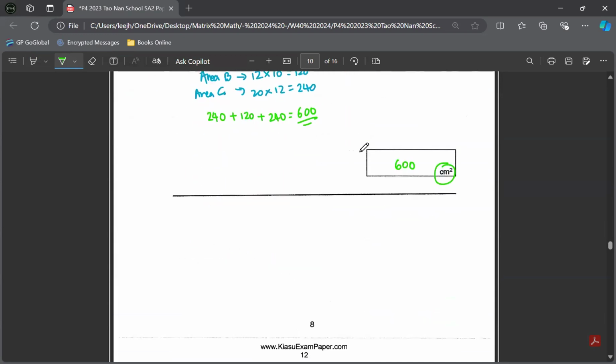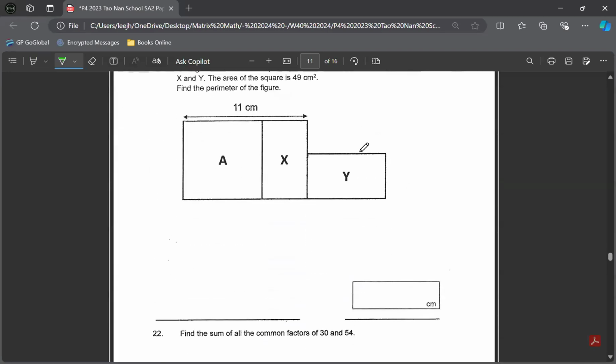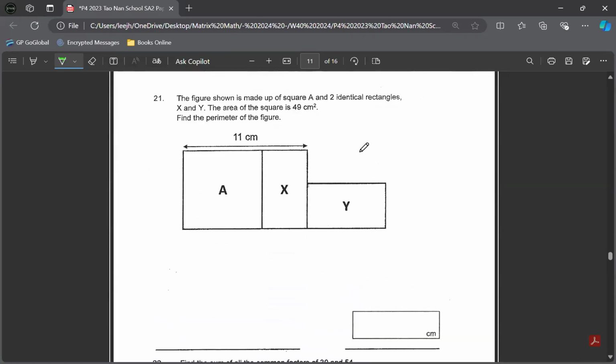Question number 21. The figure shown is made up of square A and two identical rectangles X and Y. So we can see this is the square, this is rectangle X and Y. Area of the square is 49. Find the perimeter of the figure. Very simple also. So you know that this is 11. So this is the square. The area of A is 49 square centimeter, which means I can find the side of this square. You know that these two are equal.